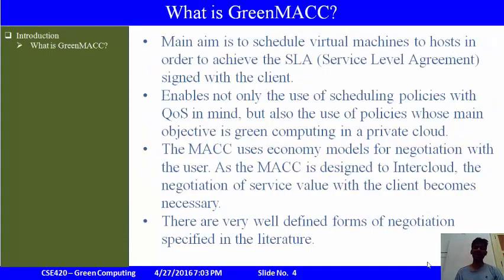What is Green MACC, which will be the epicenter of this seminar today? Its main aim is to schedule virtual machines to hosts in order to achieve the SLA signed with the client, where SLA stands for Service Level Agreement. It enables not only user scheduling policies with QoS, quality of service, in mind, but also user policies whose main objective is green computing in a private cloud.